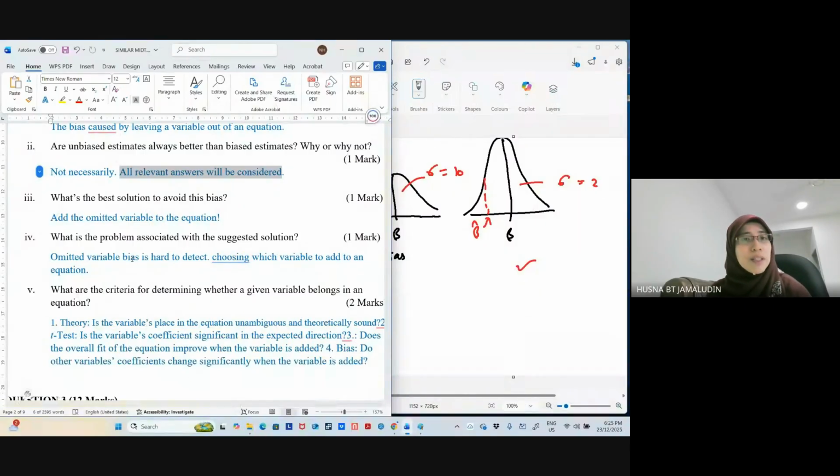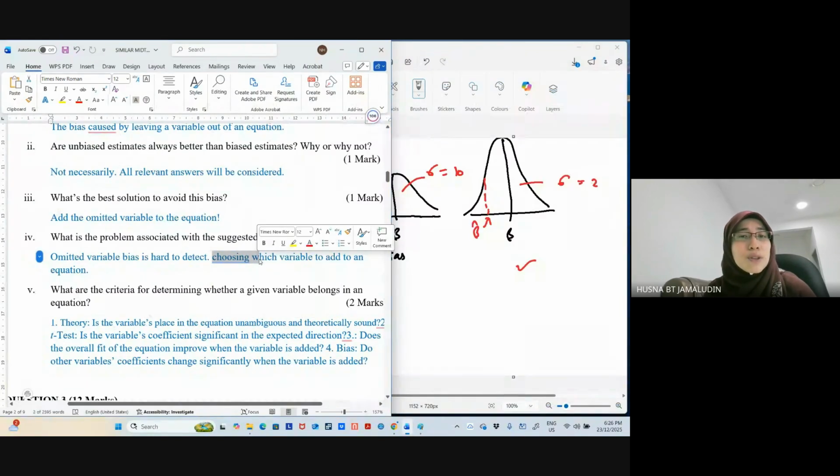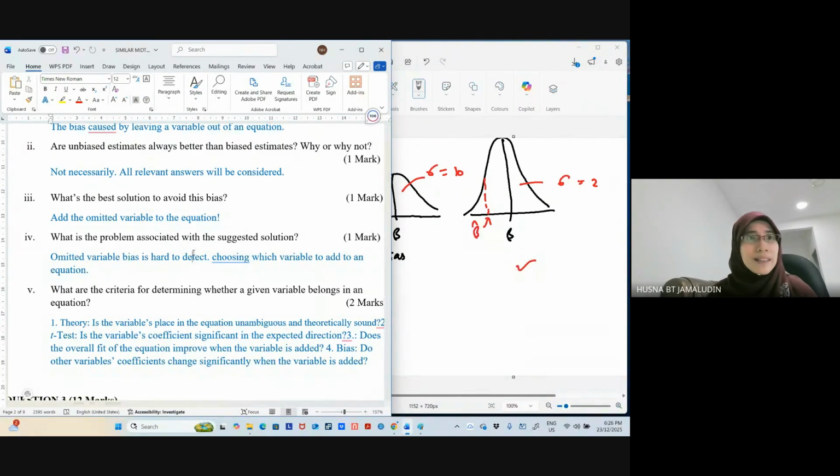So what's the problem with this omitted one? You don't know that it is the relevant variable. And sometimes choosing the variable is also difficult. You don't know which variables should be added into your equation, right? That is the problem of omitted variables. It's easy to suggest the solution, add it back, but what to add into your equation?